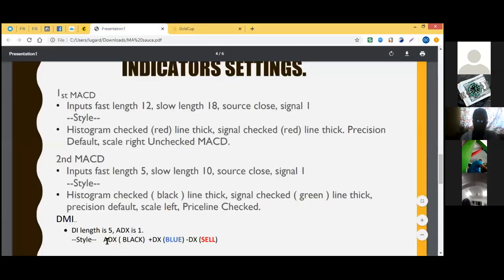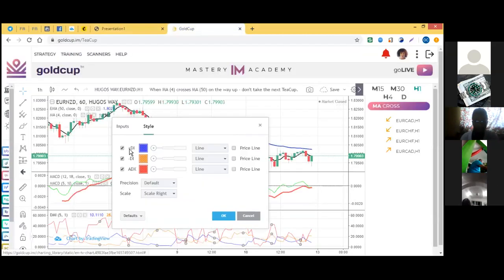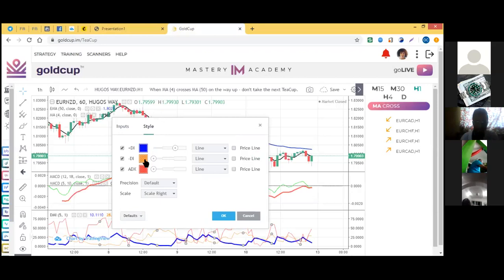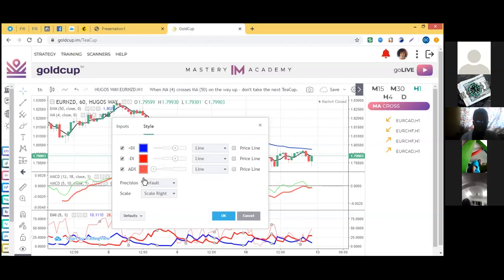So our style is black, blue, and oh, this is supposed to be red, guys. Black, blue, and red, but it just means the same thing. So let me go to the style. For your style, the +DI is blue. You want to make it thicker also, guys. You want to make it very thick. This one right here is the red. You want to make it visible and make it very thick. And your ADX is the black. Guys, your ADX is your momentum.